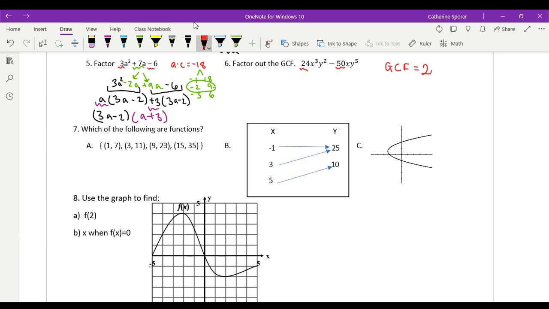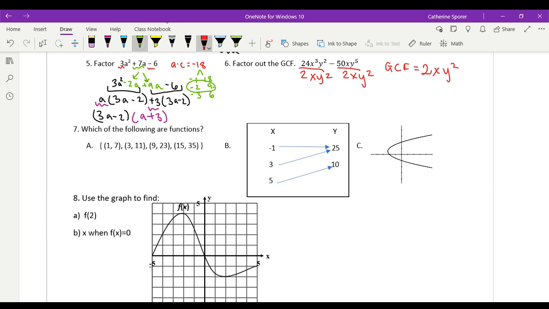And then looking at the powers of x, the most x's that we could divide out of both terms is just a single x. And the most y's that we could divide out of each term is y to the second power, because dividing out more than that would give us a fraction, dividing out less, we'd still have y's in the problem. So now we are going to divide out that GCF from each term, so 2xy squared from each term.